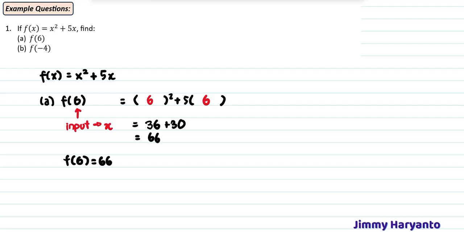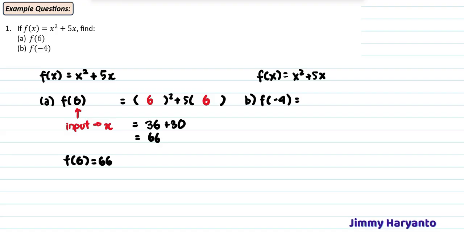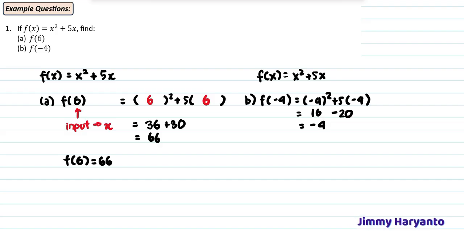There you go. And then how about b? For the b, the rule stays the same because it's still fx. So we have x squared plus 5x, and then the question wants you to find it for negative 4. So the x is negative 4 squared plus 5 times negative 4. You will have 16 and then minus 20. Altogether it will become negative 4. So this is how you calculate the value of a function.